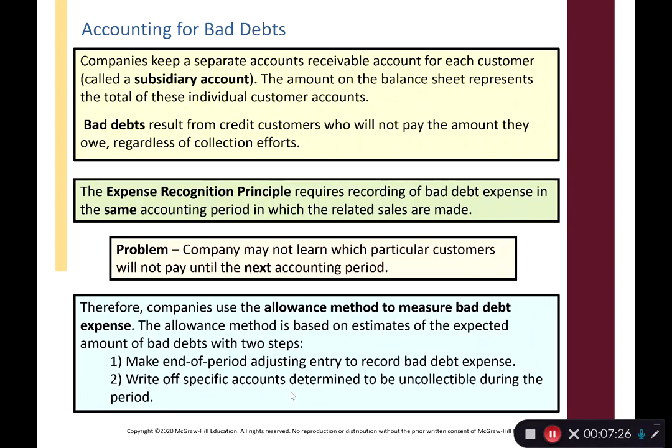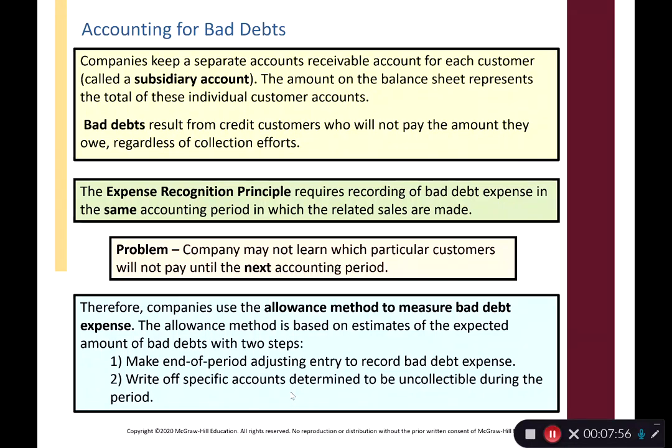So at the time of the sale, we believe that all of our customers are good and they're going to pay us, but we know from past history that isn't always going to be the case. So because of the expense recognition principle, we're forced to come up with some type of way to estimate the amount of deadbeats that exist in the period we make the sale. So if past history indicates, for instance, that 2% of our sales aren't collected, we need to estimate that amount in the same period as the related sale.